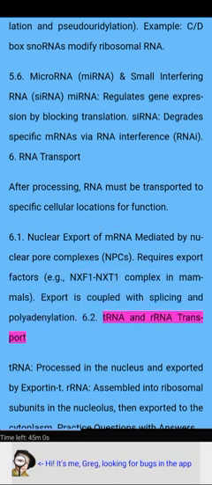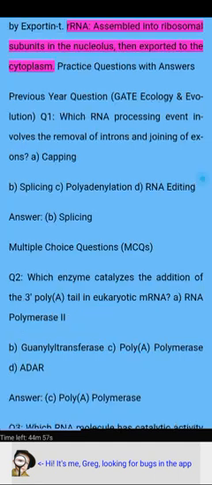6.2. tRNA and rRNA transport. tRNA is processed in the nucleus and exported by exportin-T. rRNA is assembled into ribosomal subunits in the nucleolus, then exported to the cytoplasm.